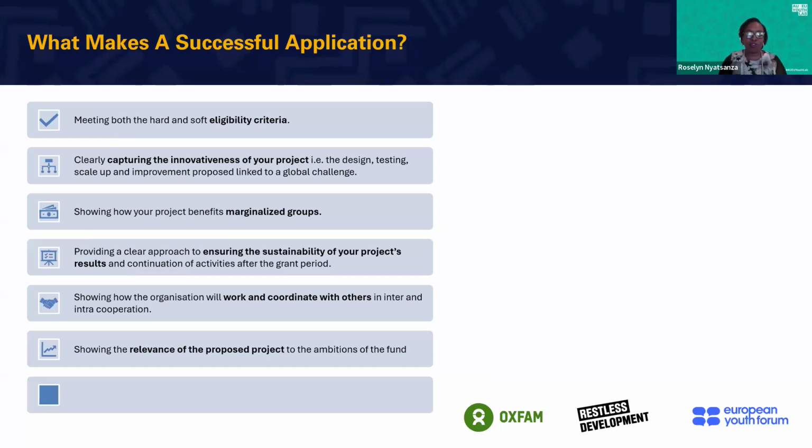And these are just tips to help you as you are putting together your application and finalizing it for handing in. One of the main things which we have emphasized is that you should make sure that you are meeting the eligibility criteria. In the funding manuals, you will see that there is a list of the hard criteria and also the soft criteria. Make sure that as an organization, when you're applying, you are meeting that criteria. That is very essential. You also need to make sure that you're clearly capturing the innovativeness of your project.